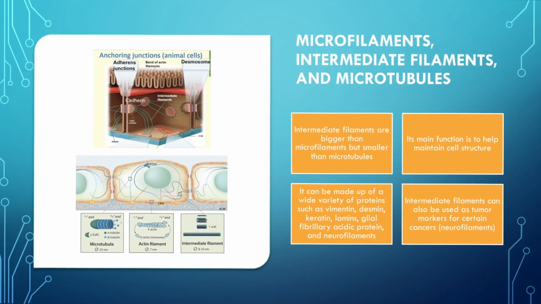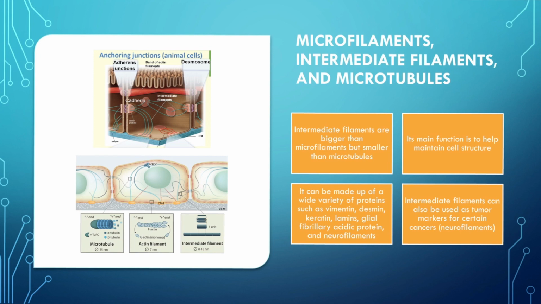Now, let's discuss intermediate filaments. These are bigger than microfilaments, but smaller than microtubules. And the name makes sense because it's intermediate. You can see them here on the diagram. We have an intermediate filament over here. The main function of intermediate filaments is to help the cell maintain its structure.